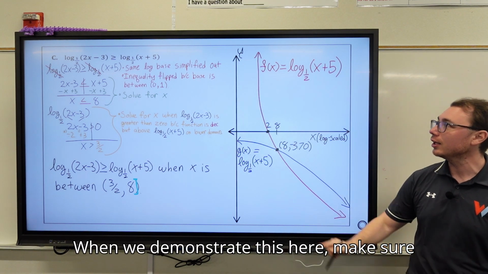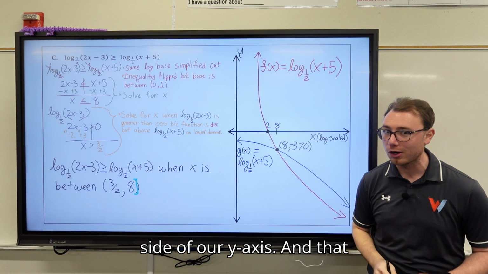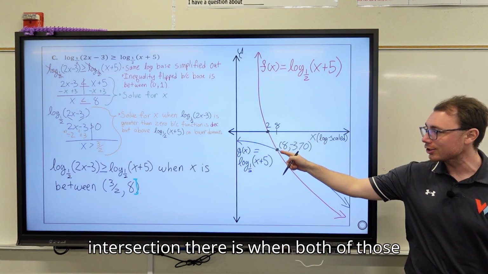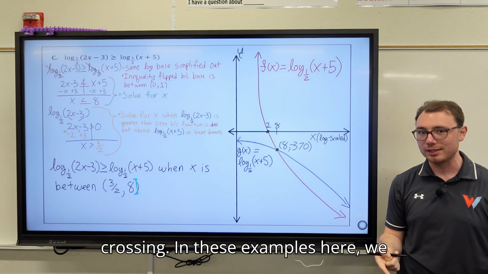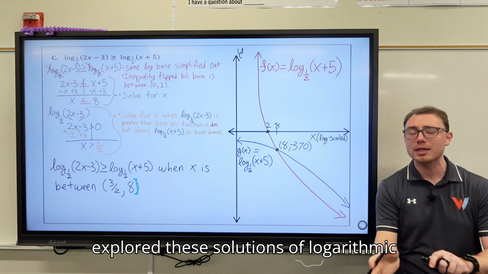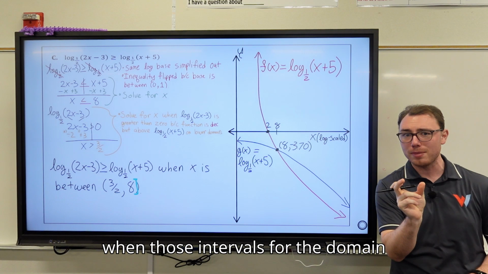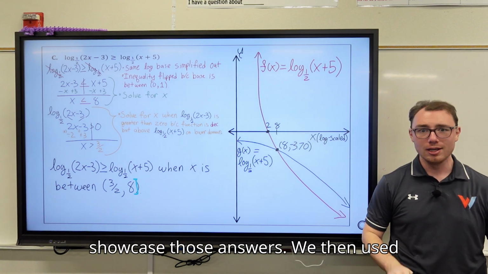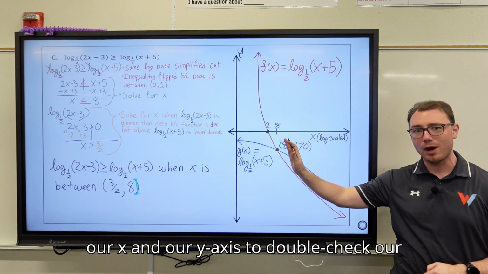When we demonstrate this, make sure to not include your graphs on the left side of our y-axis. And that intersection there is when both of those graphs are equal to each other and crossing. In these examples, we explored these solutions of logarithmic and exponential inequalities and solved for those intervals of the domain to showcase those answers. We then used Desmos to graphically change the scale in our x and y-axis to double check our answers.